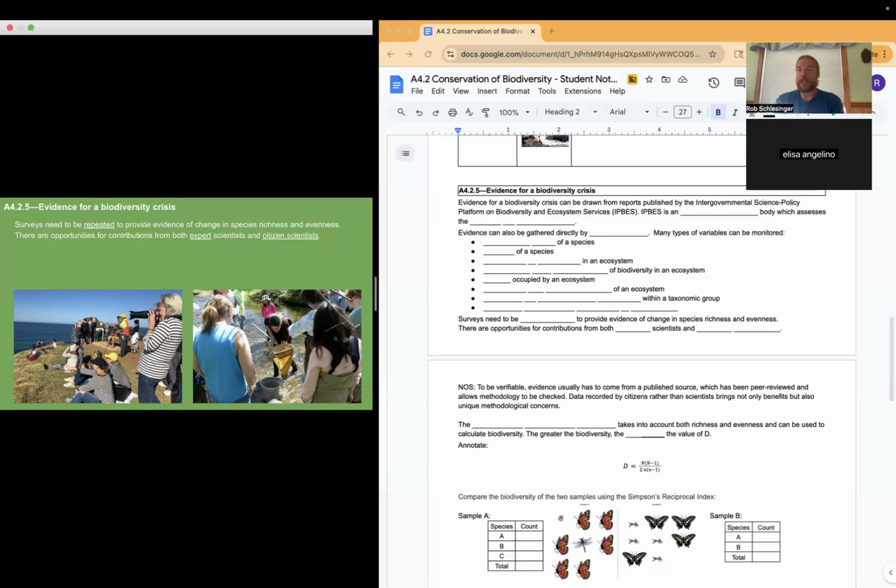And like it says, you get contributions from experts, but more often than not, it's just citizens, it's just people.